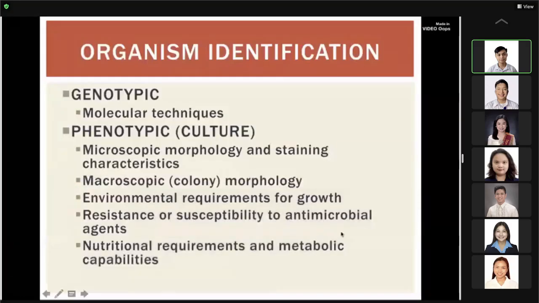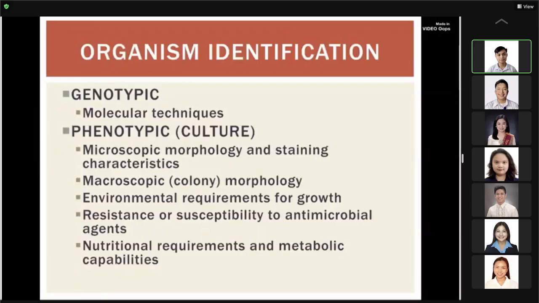For the identification of the organism, we can employ molecular techniques for the genotypic identification. For the phenotypic identification, we start with the microscopic morphology and the staining characteristics of the organism. This can be derived by doing the gram stain. Then the macroscopic morphology. So we will culture the organism, we will allow them to grow on culture media, and we will observe their colonies, the macroscopic morphology of the colonies.